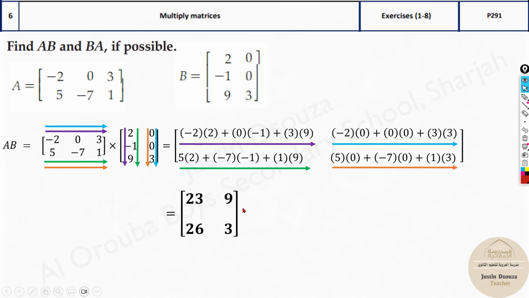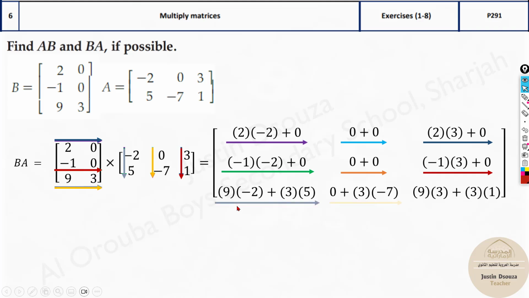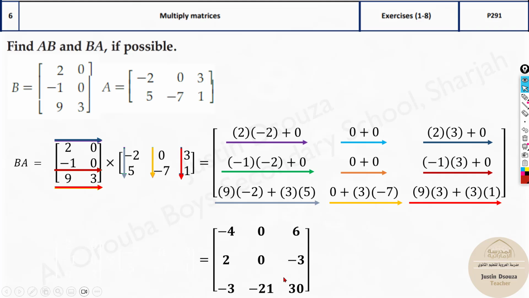You can put it in the calculator and solve it. You get this answer. This is the multiplication. The same way you can do it for B and A. It's the first row with the first column, first row with the second column, first row with the third column. And there we go. And same thing, second row, first column. And it just continues. It's a very simple thing, whereas the same thing is already done for you in the calculator. And we get this answer.